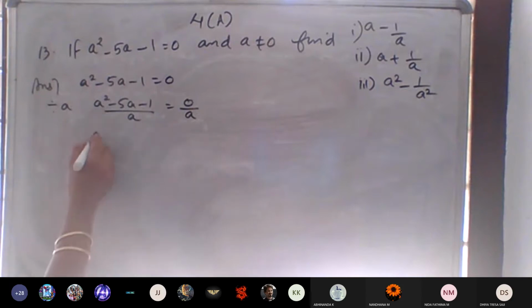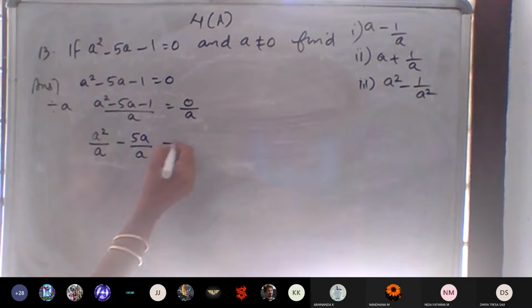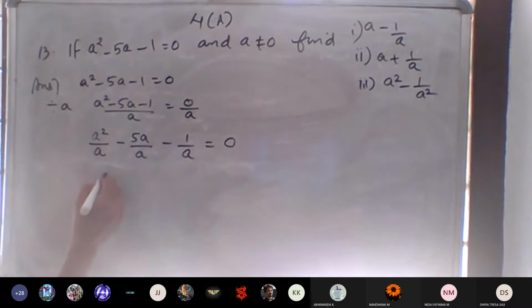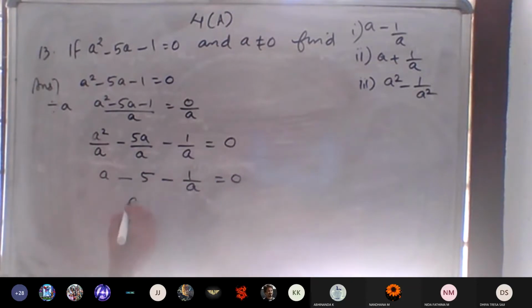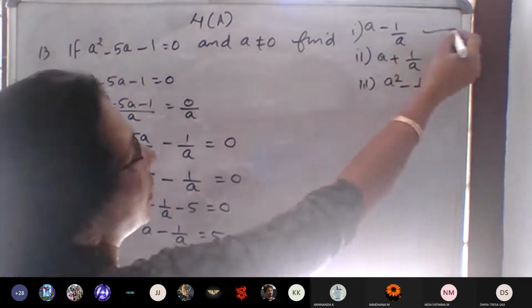So a square by a is a, minus 5a by a is 5, minus 1 by a, and 0 by a is 0 itself. So a minus 1 by a minus 5 is equal to 0. We need a minus 1 by a together. That means a minus 1 by a is equal to 5. That is the first part.